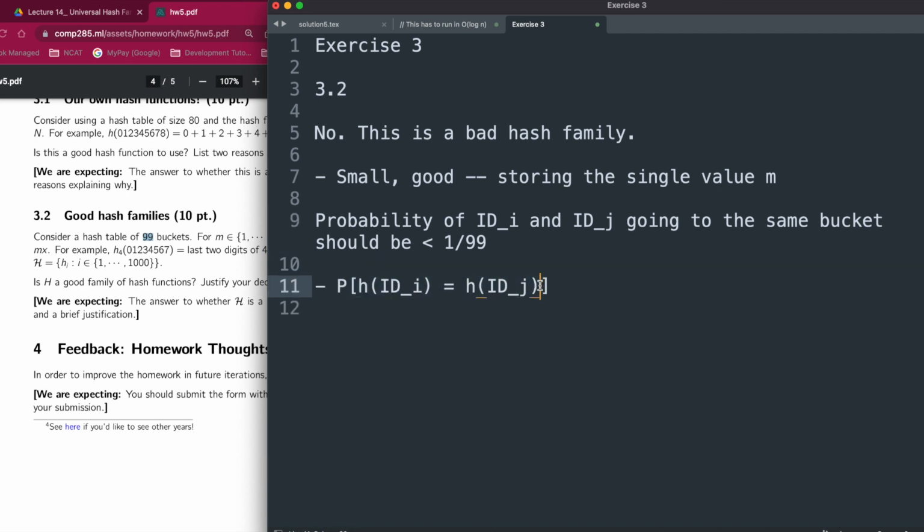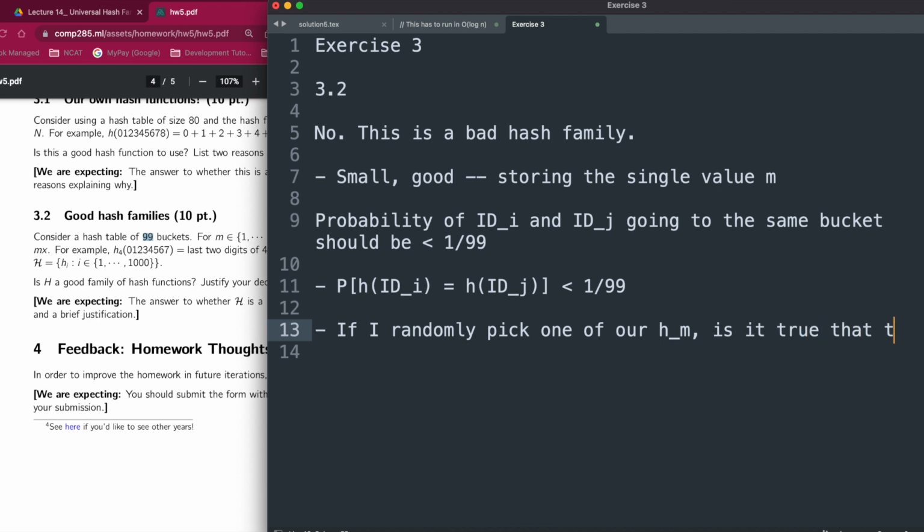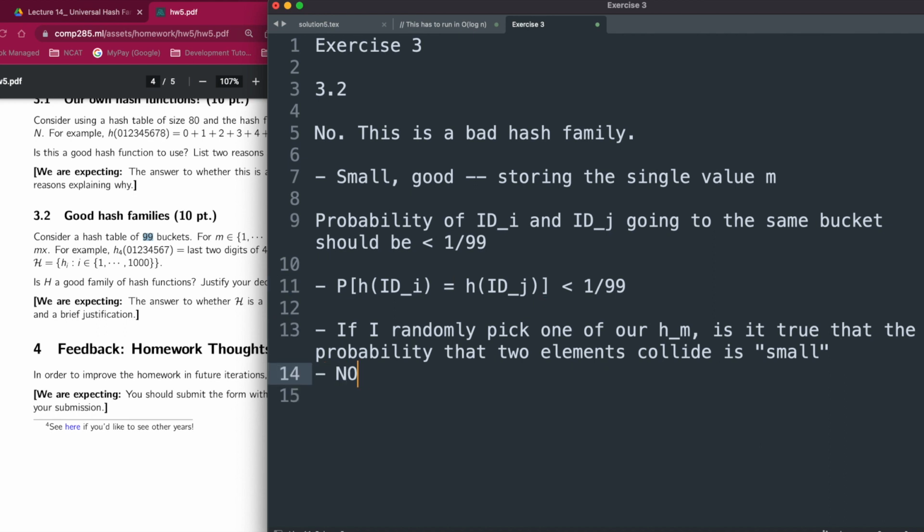However, if we think about this, is this less than 1 over 99? Is the probability pretty small? If I randomly pick one of our h_m, is it true that the probability that two different elements collide is small? That's what we're looking for. And again, the answer to this is no.